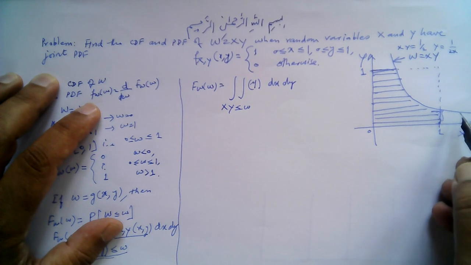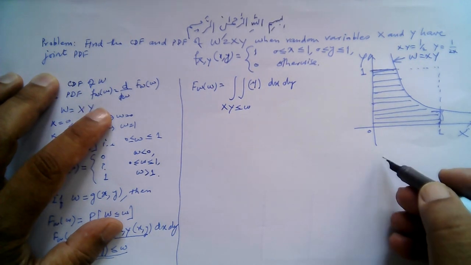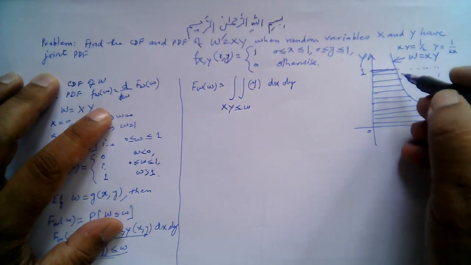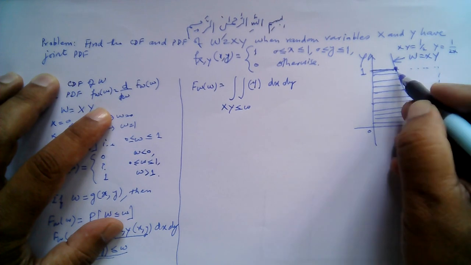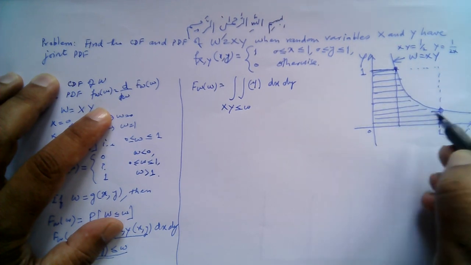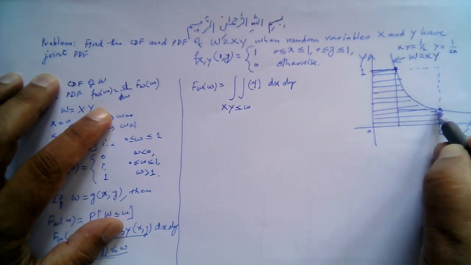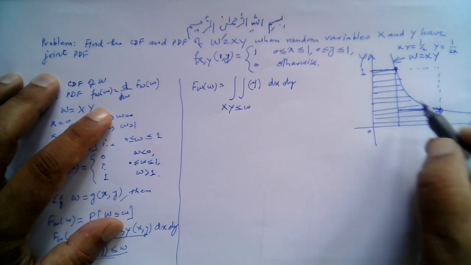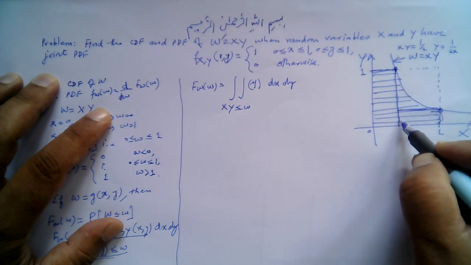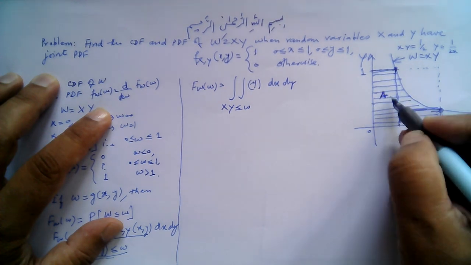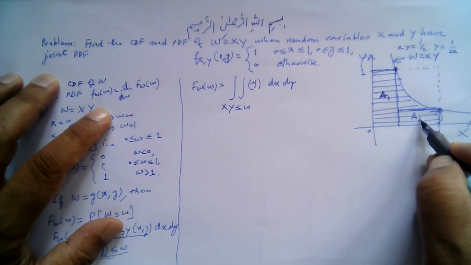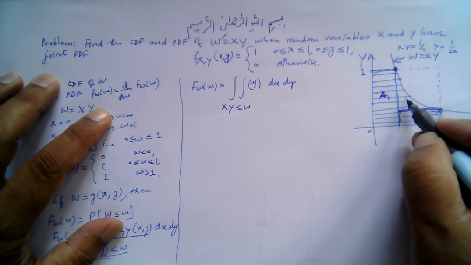So you can see that we can divide this area into 3 regions. For example, if you draw this line here from this point, and another line here from this point, we have 3 areas. For example, we can label this rectangle A1, this rectangle here A2, and this area here A3, right?